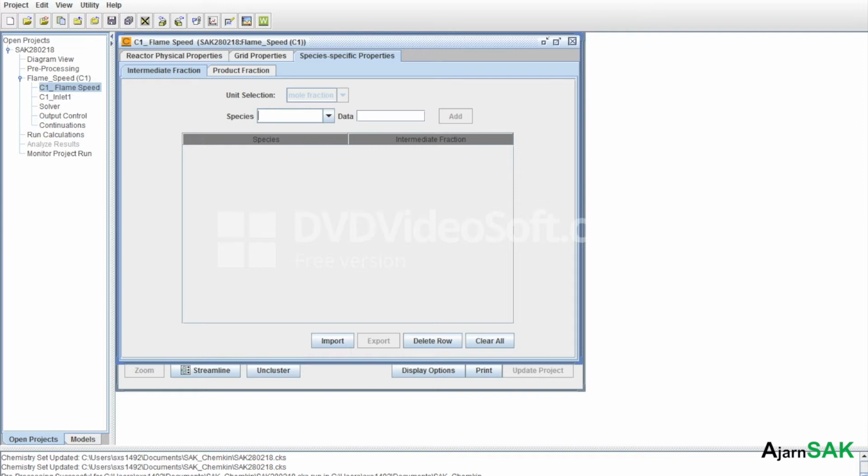Intermediate fraction. Do you have any intermediate fractions? We have no idea, because depending on conditions, you can have different intermediate fractions.